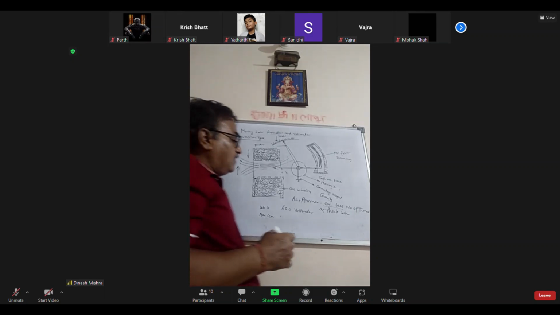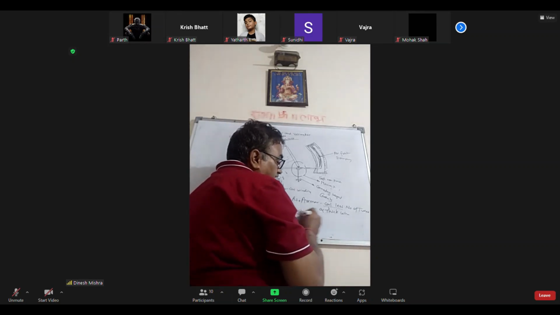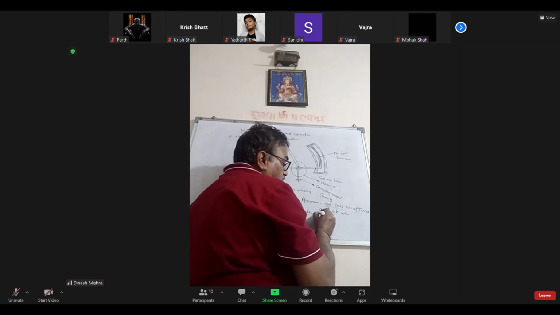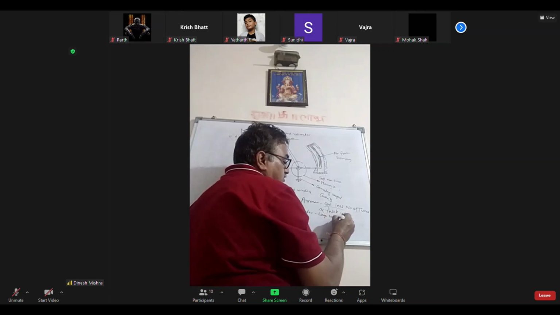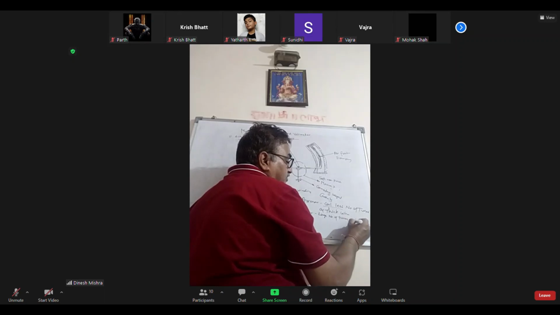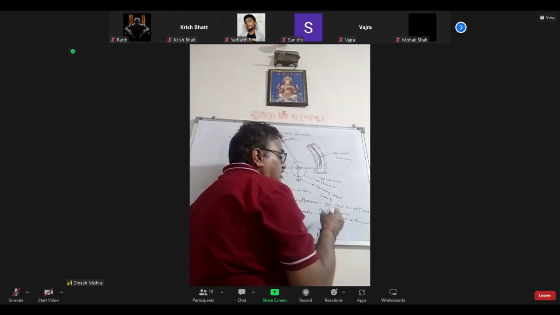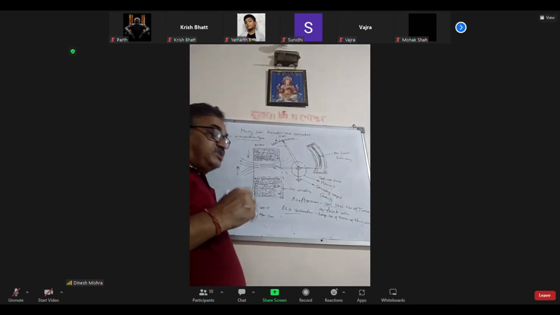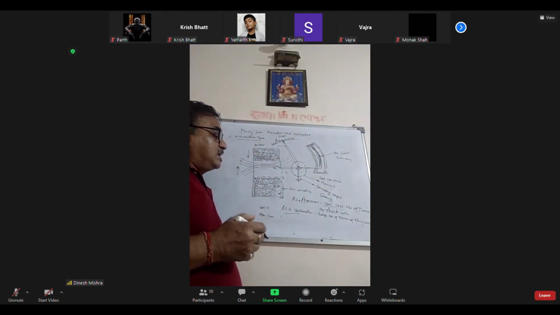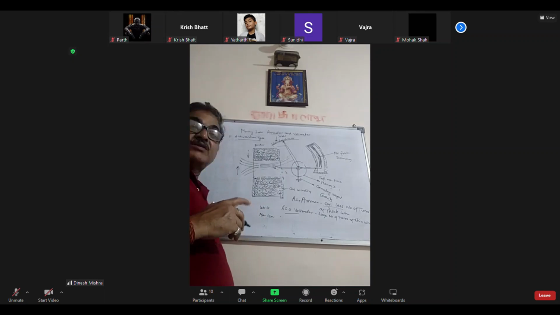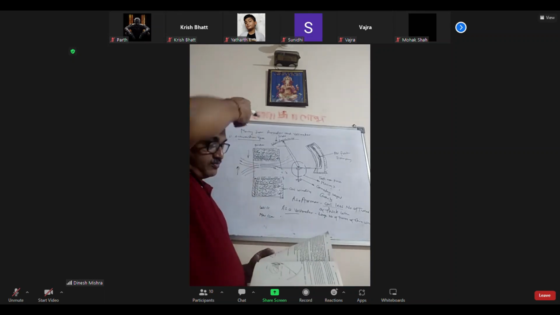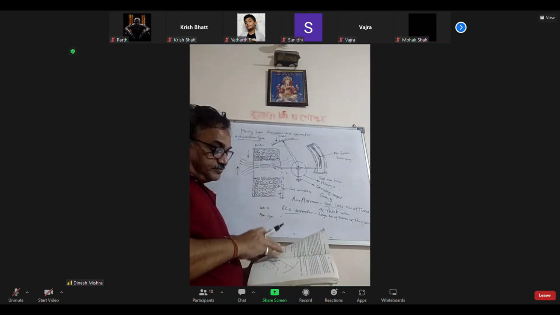When it is used as a voltmeter, it has a large number of turns of thin wire. The ammeter has a less number of turns of thick wire. The voltmeter has a large number of turns of thin wire. Is it right?